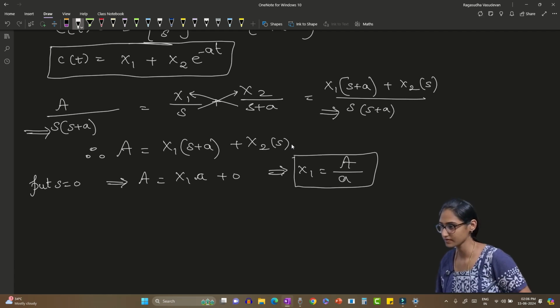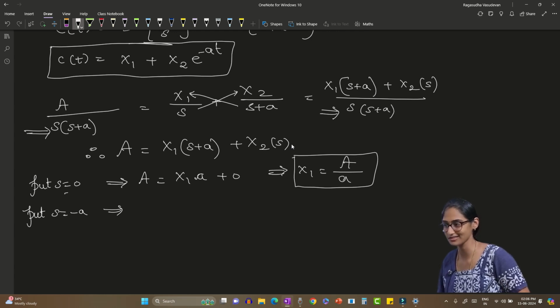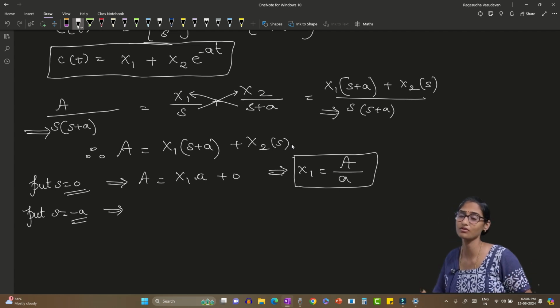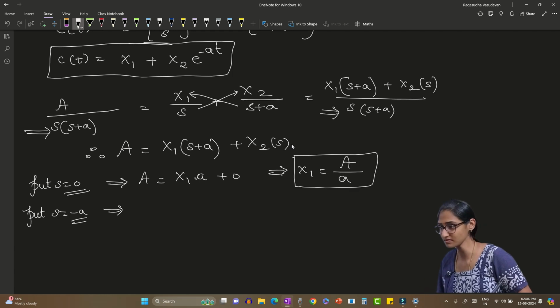Okay. So now we are going to put s is equal to minus a. Why are we doing this? Why are we putting s is equal to 0? Why are we putting s is equal to minus a? Why can't we put s is equal to 5, 10, 15? Why can't we do that? It is a very basic concept of partial fractions, so you should be able to answer this question.